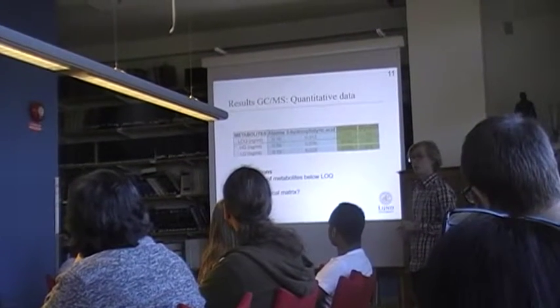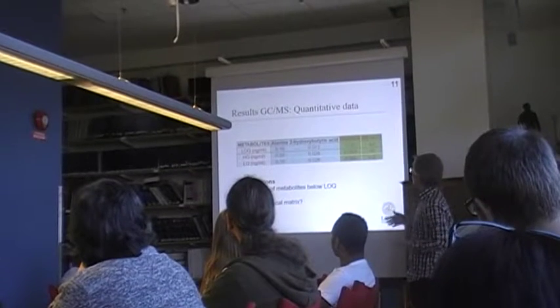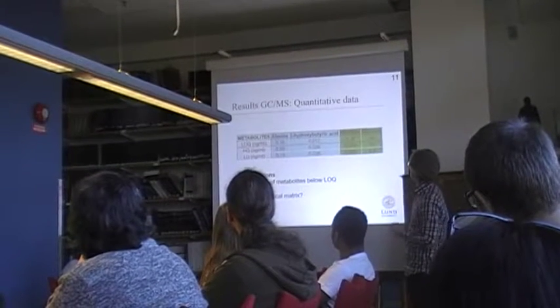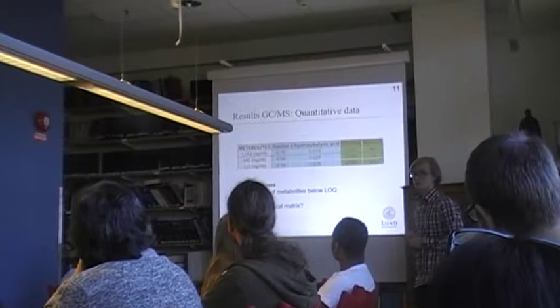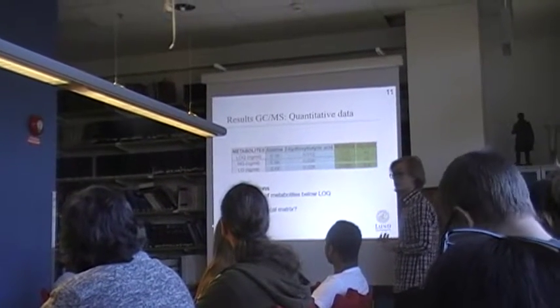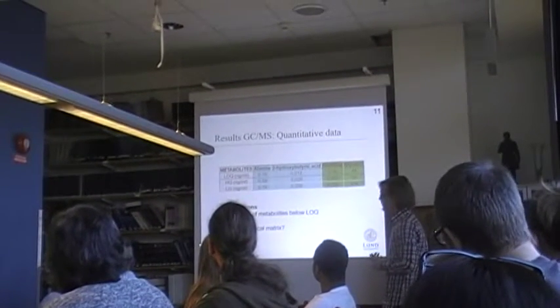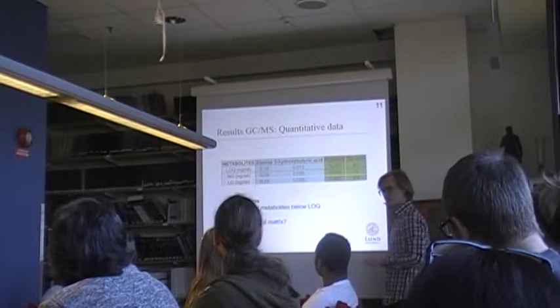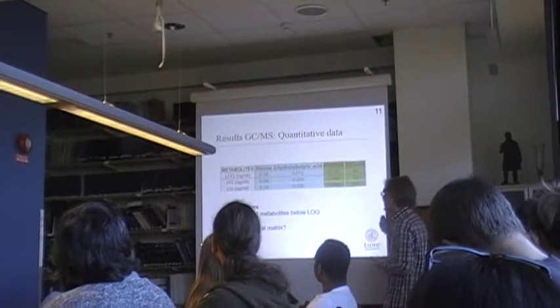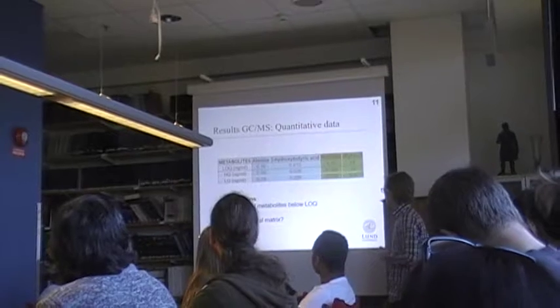the calculated limit of quantification. The other group is represented by these metabolites marked here in green, in which their concentrations would fall below the limit of quantification. For the majority of my metabolites, their concentrations would unfortunately fall below the limit of quantification.